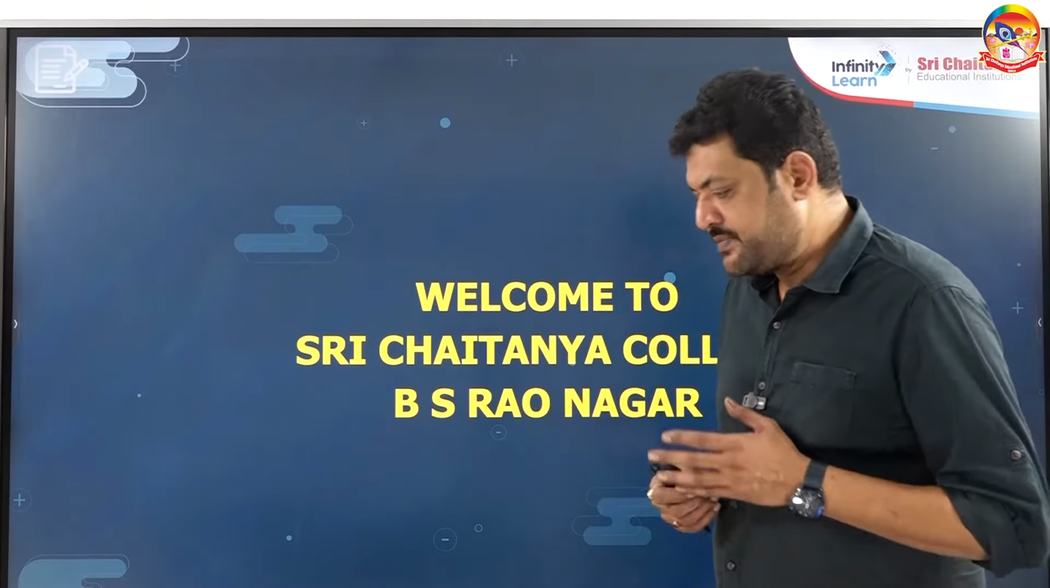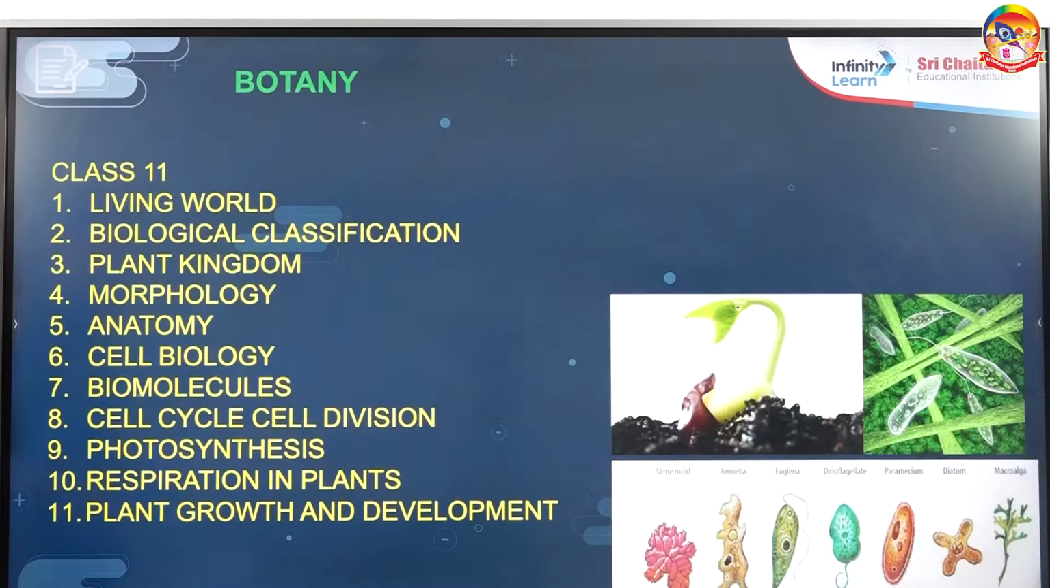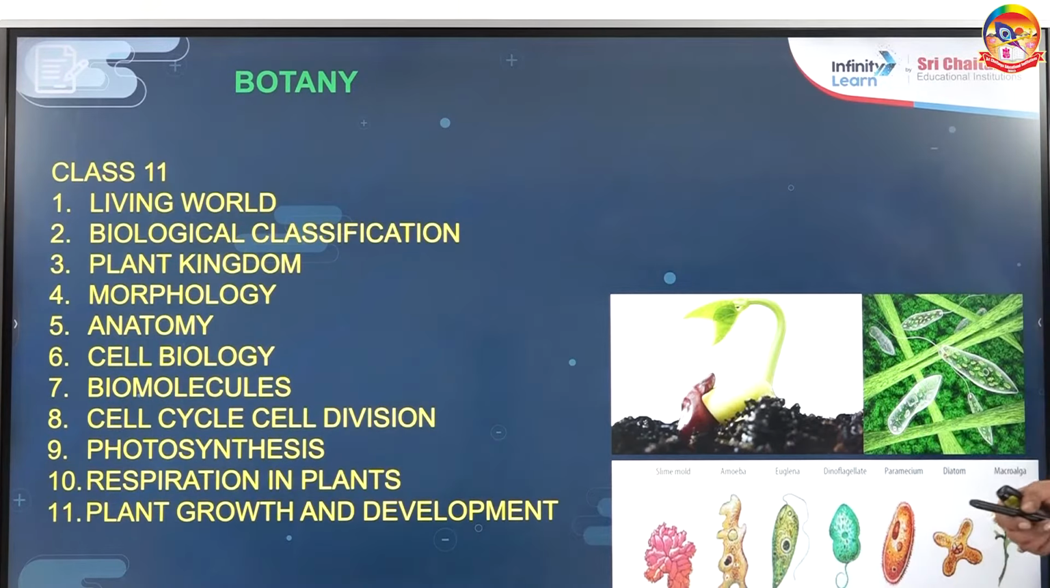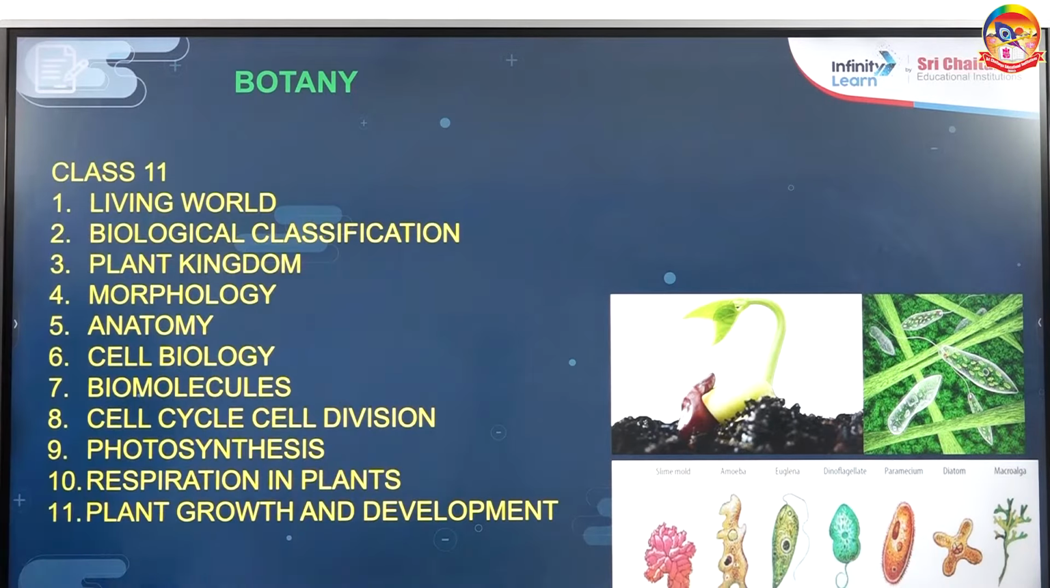So first of all, there are some changes in NCERT textbook. In certain lessons, in the class 11th we have the living world, biological classification, plant kingdom, morphology. In morphology we have added certain families like Fabaceae, Leguminosae, Asteraceae, Compositae, Brassicaceae, Cruciferae, and finally Poaceae or Graminae families are also added here. And in the next anatomy, secondary growth is deleted. And in cell biology, as it is, everything is there, biomolecules, cell cycle, cell division, normal.